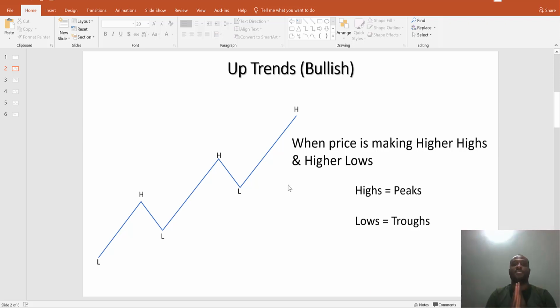So there are three price behaviors that can happen. Price can either be going up in an uptrend, and that's a bullish price action, or price can be going down in a downtrend, and that's what's known as a bearish price action. But there's also a third one, where price is neither really going up nor going down. That is known as a ranging price behavior.